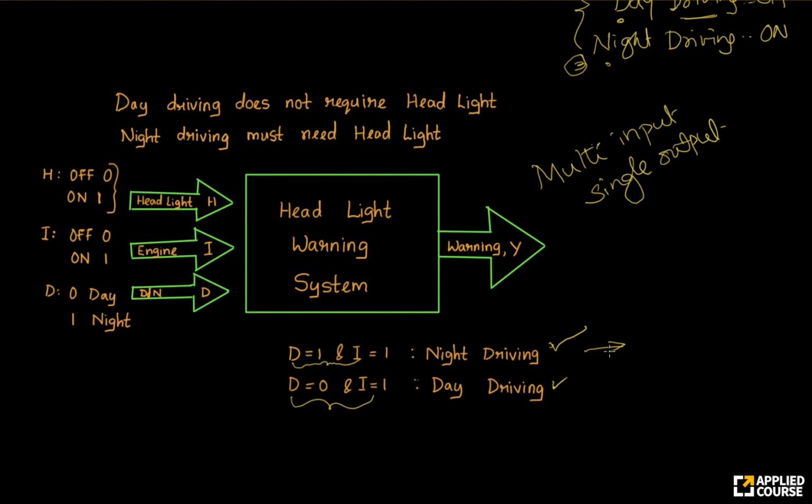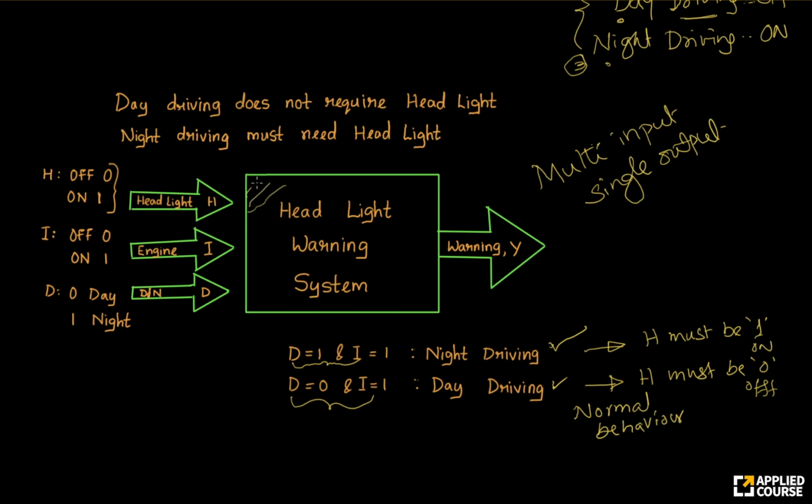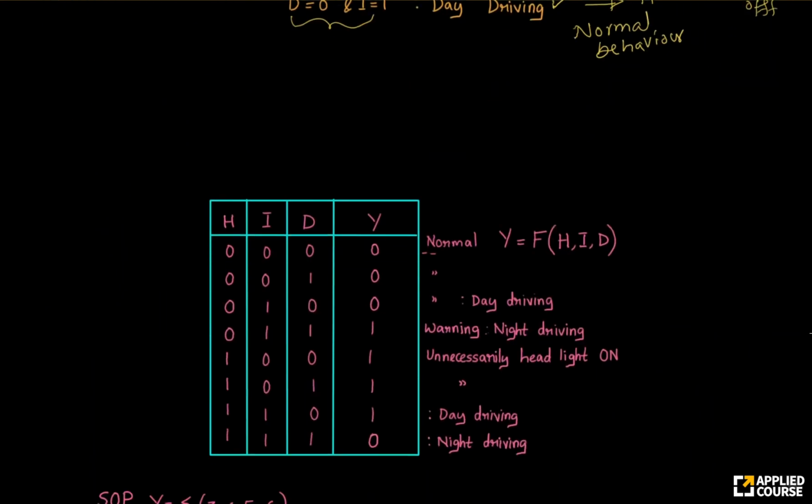In night driving, the headlight should be on; H must be 1 for normal operation. If it is a day driving, H must be off, or it should be 0. That is the normal behavior. Anything that violates it, a warning should be given. So we try to construct the truth table for this system, the behavioral table, and try to get the Boolean expression afterwards.